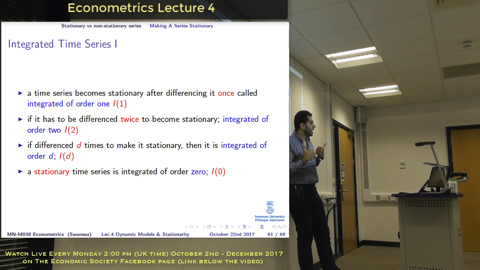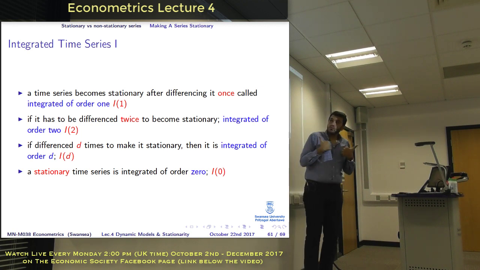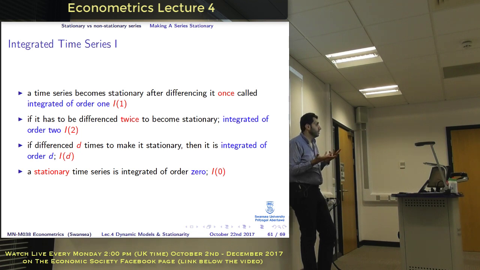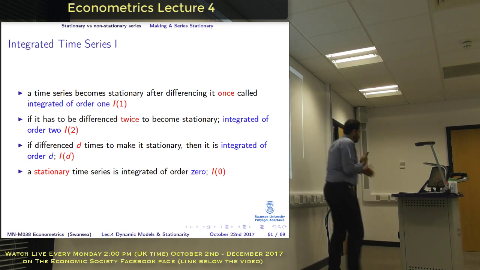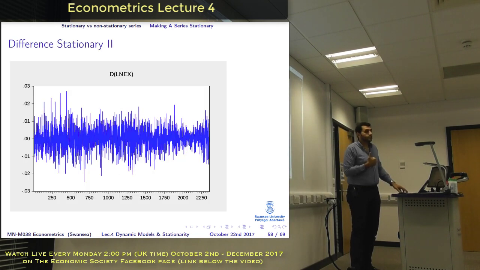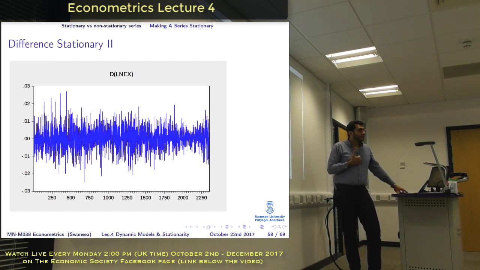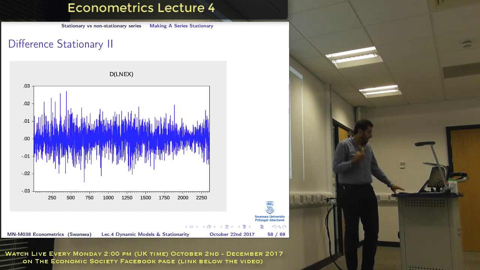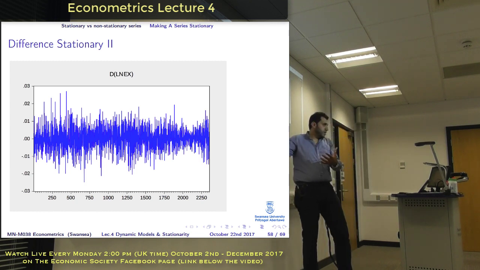So the series we had, the example we had, the exchange rate series, is it integrated of order 1, 2, 0, 3, how many? The exchange rate, this one. So how many times did we difference to become stationary? Only once. So it's I1. So that's the idea. Okay? The idea is how many times you had to difference the data to become stationary.